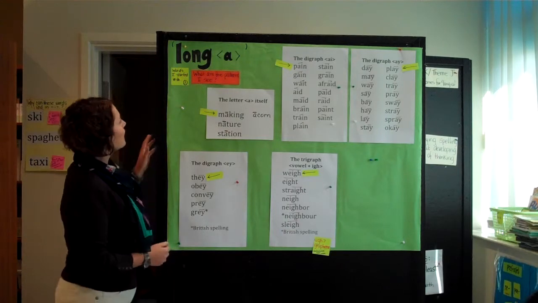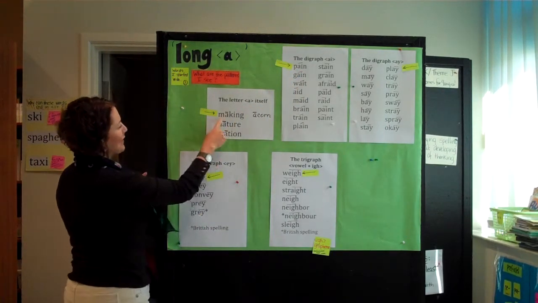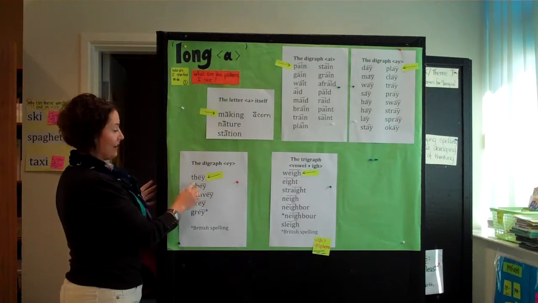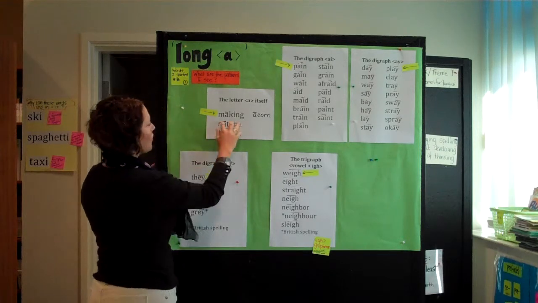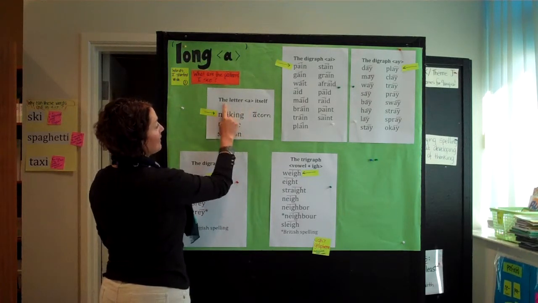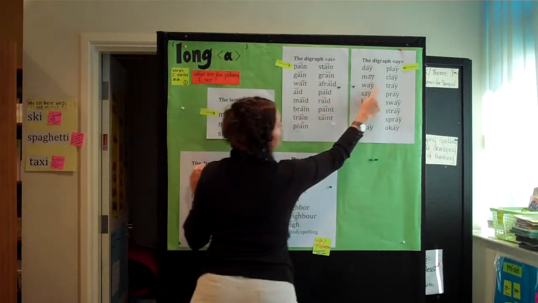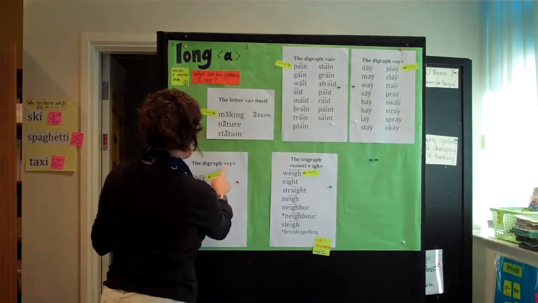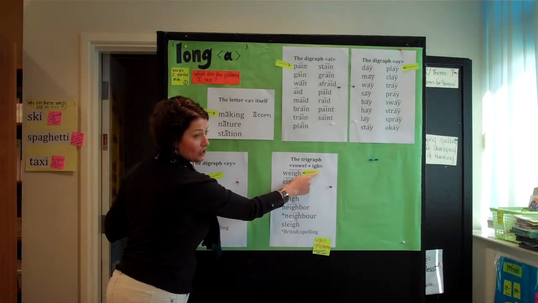So I started with these words here that I put, let's pretend, I started with these words. These were words I recognized. When I read them out, the sound I was hearing was a long A sound. So I made sort of a list, and I recognized that there's the letter A, the digraph AI, the digraph AY, the digraph EY, and the trigraph IGH.